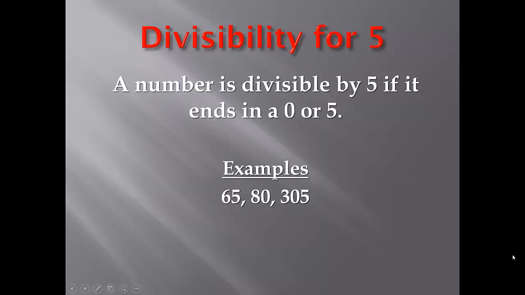Next is our divisibility rule for 5. A number is divisible by 5 if it ends in a 0 or 5. Now let's look at our examples. Our first example is 65. 65 ends in a 5, so it is divisible by 5. 80 ends in a 0, so it is divisible by 5 as well. And 305 ends in a 5, so we know that 305 is divisible by 5.